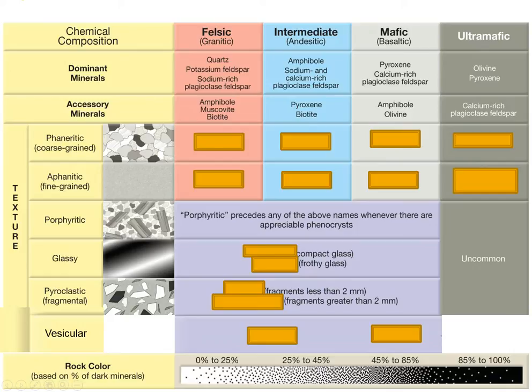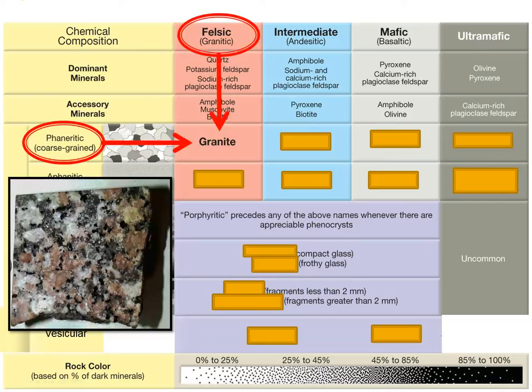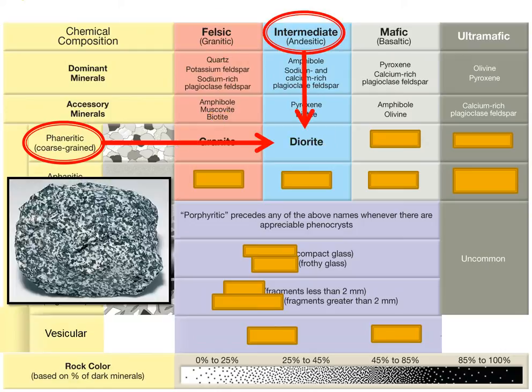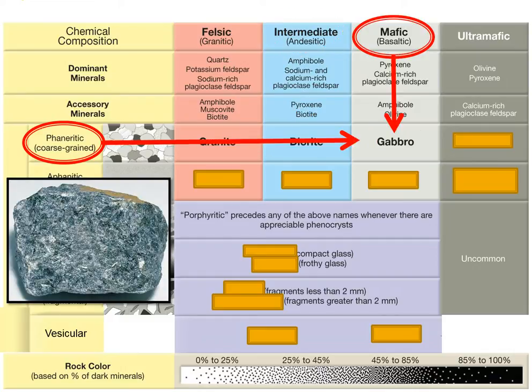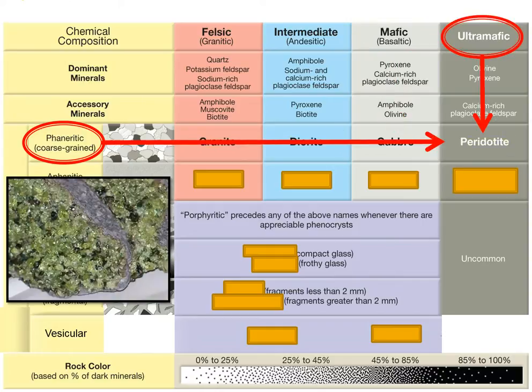So let's say you have a felsic rock that is phaneritic. This is called granite. So that's where those two meet. An intermediate rock with a phaneritic texture is called diorite. A mafic rock with a coarse texture is called gabbro. And an ultramafic rock with a coarse grained texture is called peridotite. These are the rocks that make up the mantle.